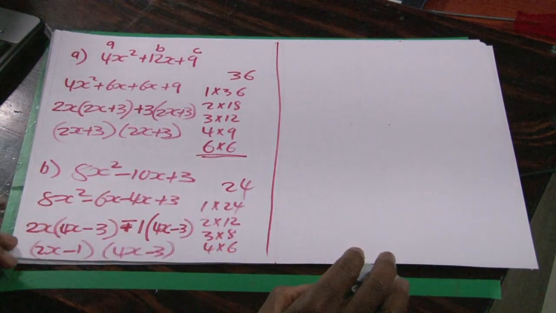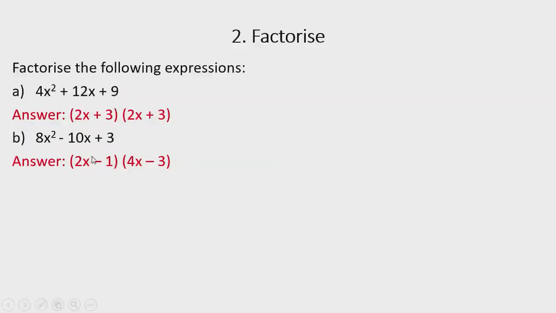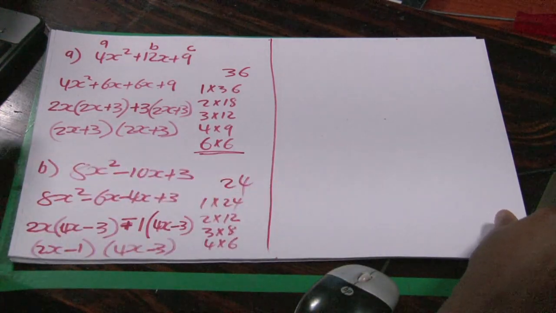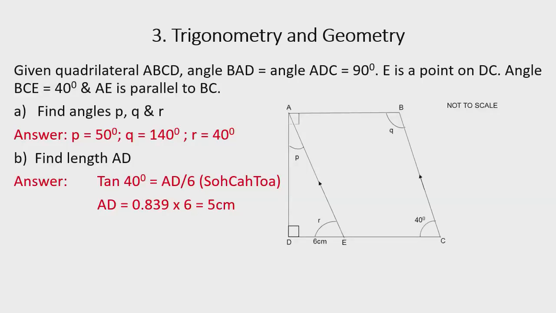That's why you see there on the board we have 2x minus 1 and 4x minus 3. That's how you got that. So the steps: first find the product of AC, then you find the factors of AC which, when you add or subtract, give you B. That's how to factorize. We move to trigonometry and geometry.